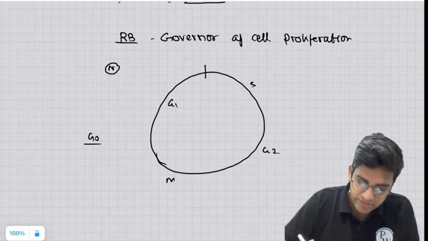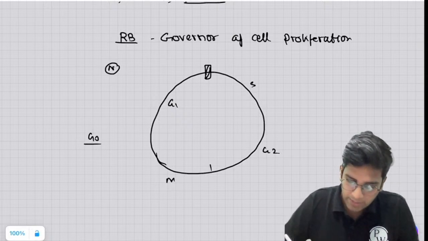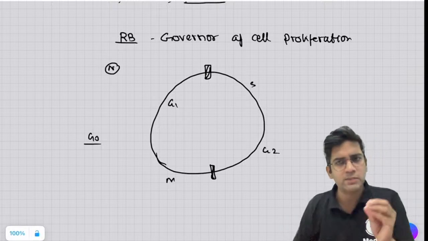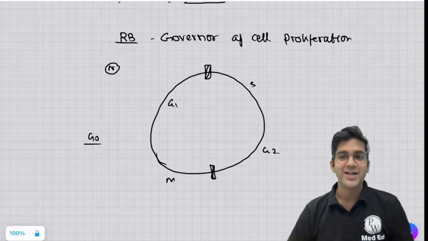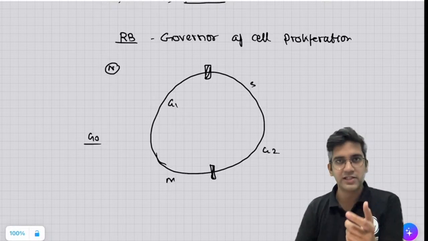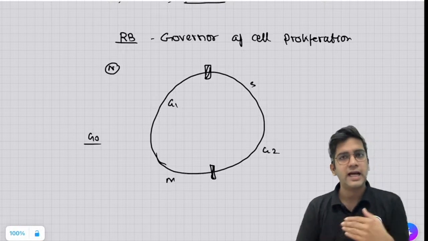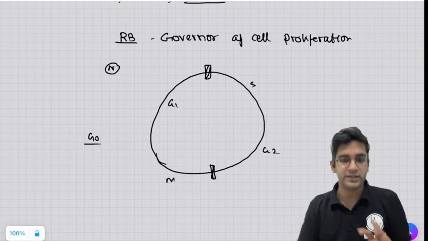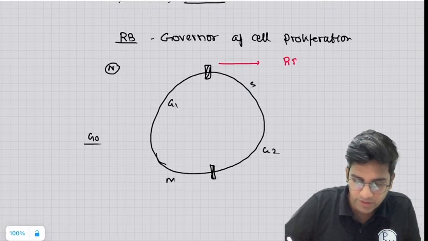So between G1 and S, I have a cell cycle checkpoint, and between G2 and M, I have one more cell cycle checkpoint. Fine. Yes, Medico, I'm here. When I have cell cycle checkpoints, the purpose of the checkpoint is to stop the cell cycle at that point, and if there is any error, to correct it. And the retinoblastoma sits exactly at your G1/S.